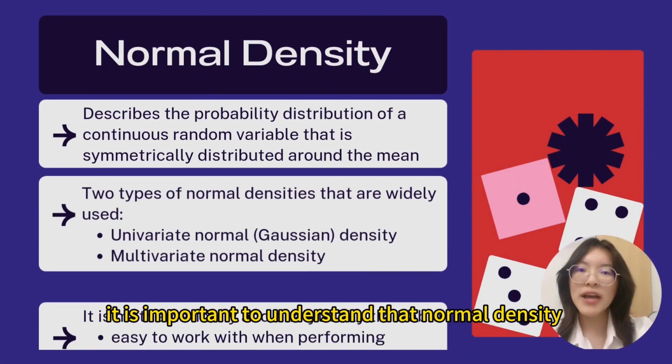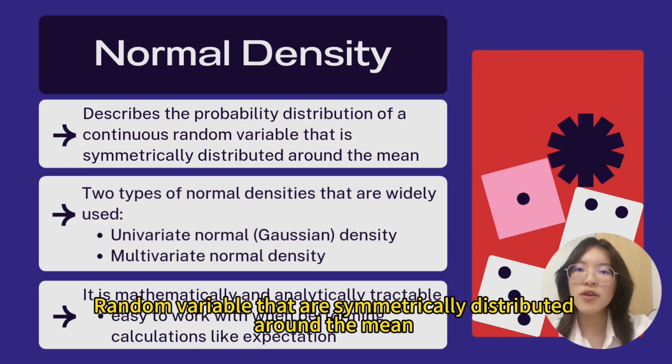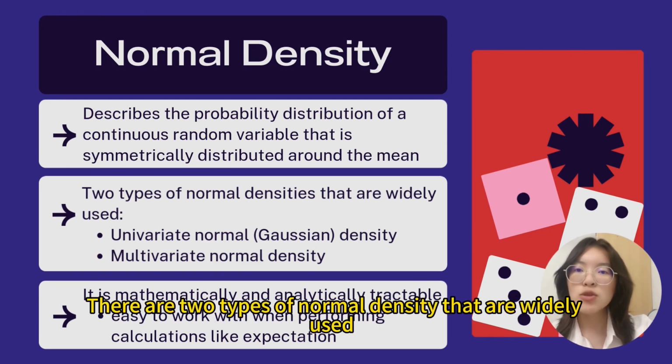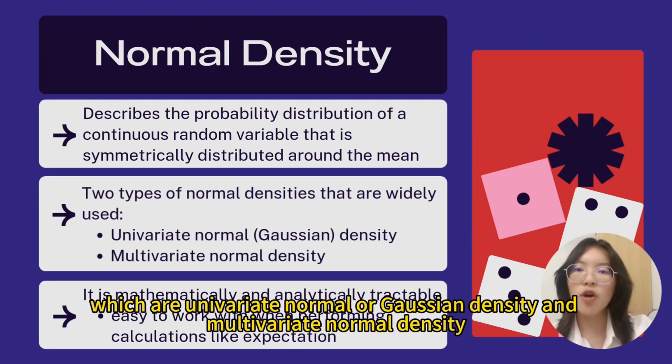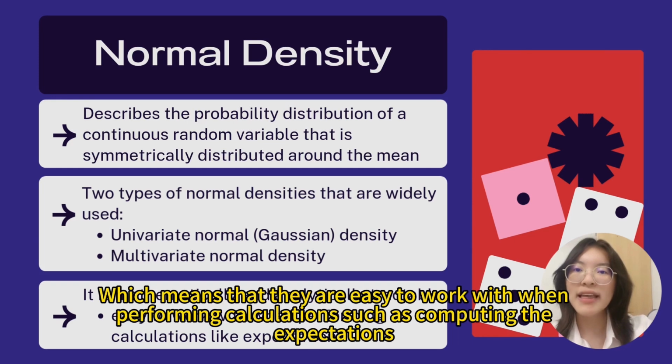First, it is important to understand that normal density describes the probability distribution of continuous random variables that are symmetrically distributed around the mean. There are two types of normal density that are widely used, which are the univariate normal density and the multivariate normal density. These distributions are popular because they are mathematically and analytically tractable, which means that they are easy to work with when performing calculations such as computing the expectation.